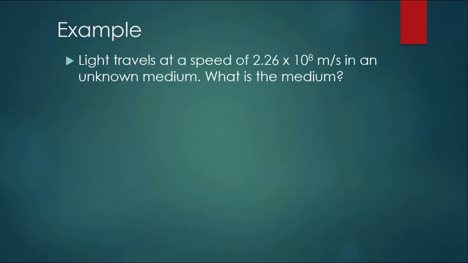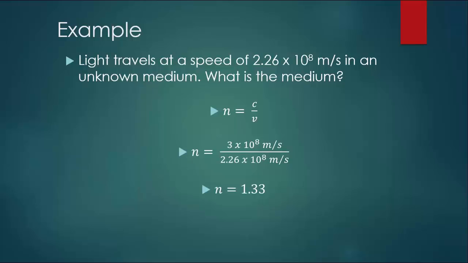Here's another example. Light is traveling at a speed of 2.26 times 10 to the 8 meters per second in an unknown medium. Let's figure out what that medium is. We can start once again with the equation N equals C over V, and we know that light always travels 3 times 10 to the 8 meters per second in vacuum, and in this material it happens to be traveling 2.26 times 10 to the 8 meters per second. This gives us an index of refraction of 1.33. Look on your reference table. What material is this? It's water!